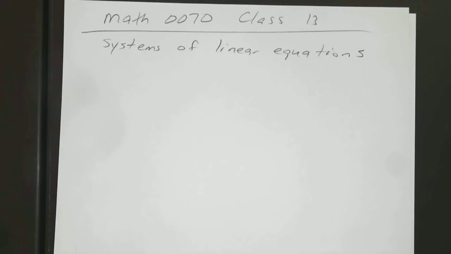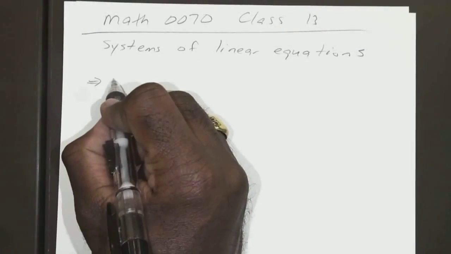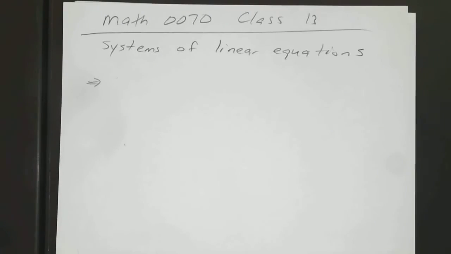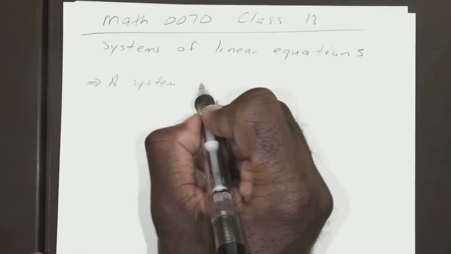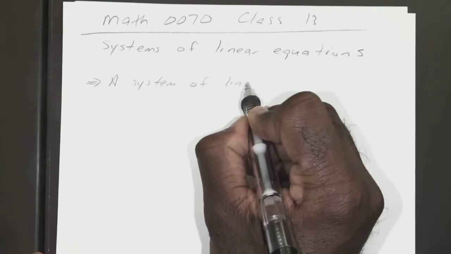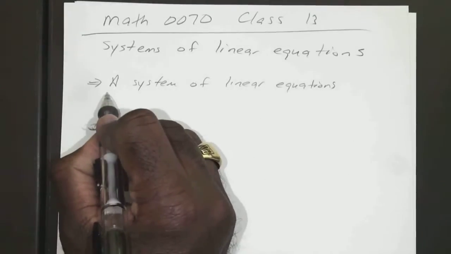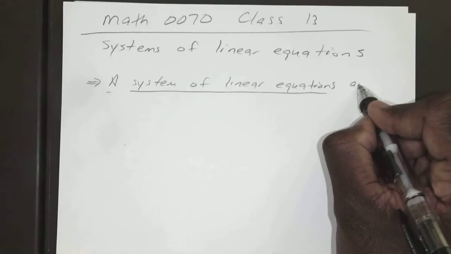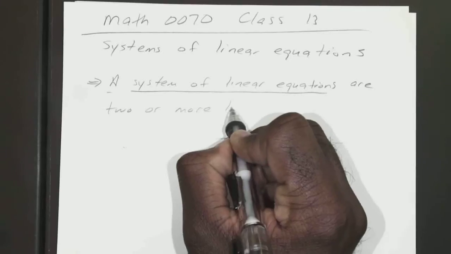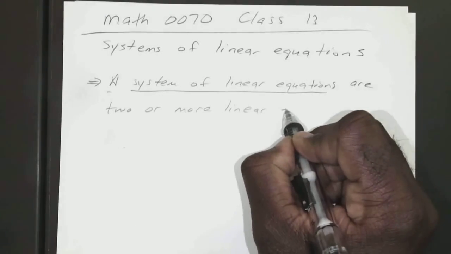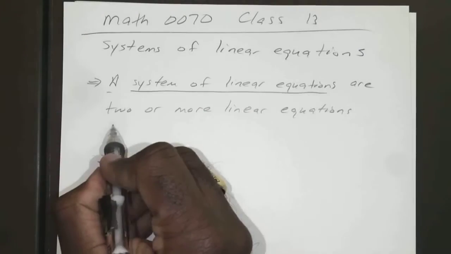So now we're going to go over the definition of a system of linear equations. It's just when you have two or more lines on the same graph. A system of linear equations: two or more linear equations on the same graph.